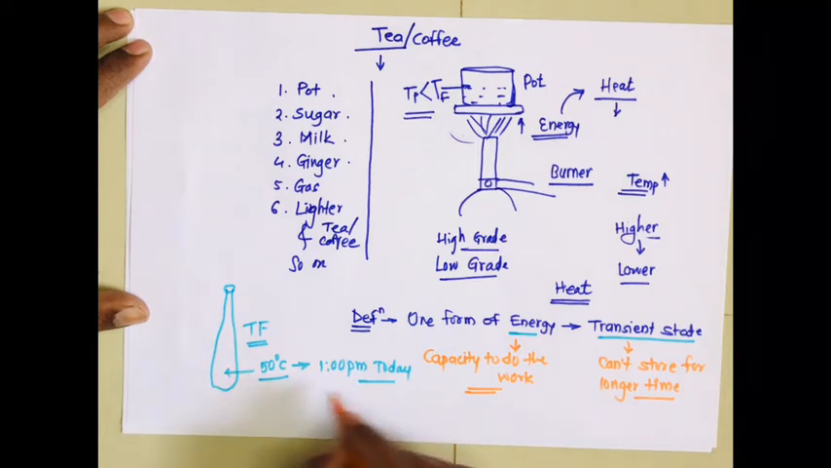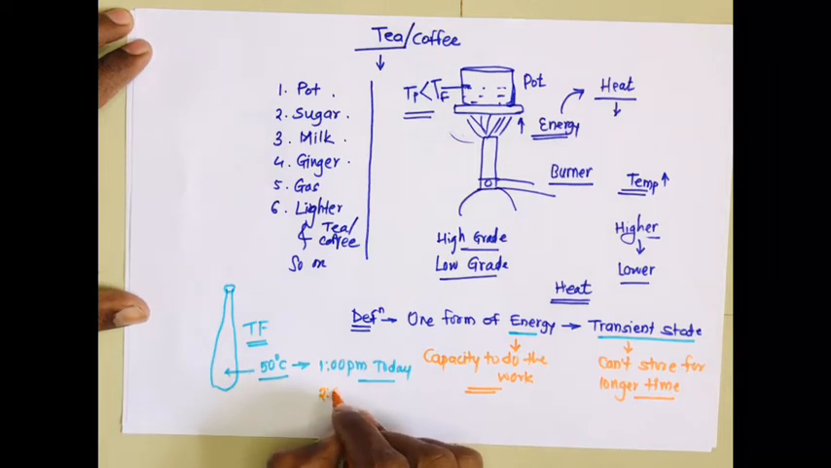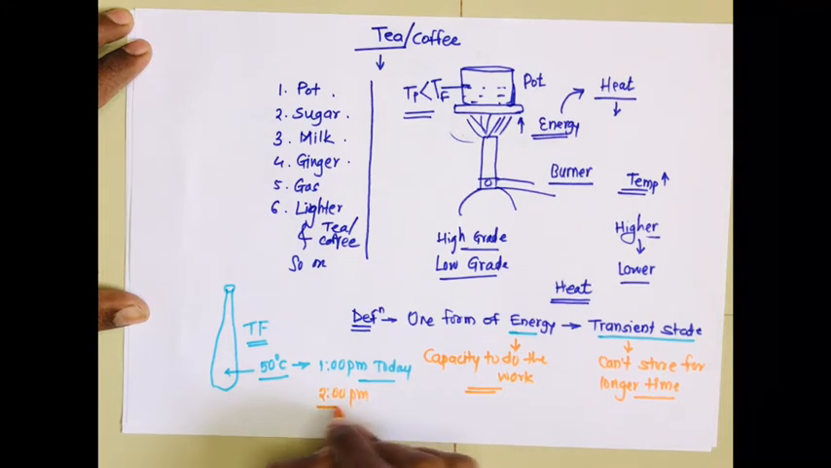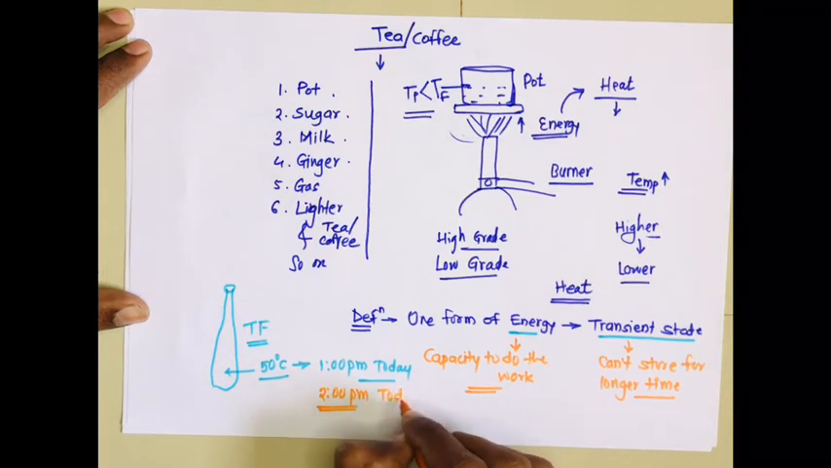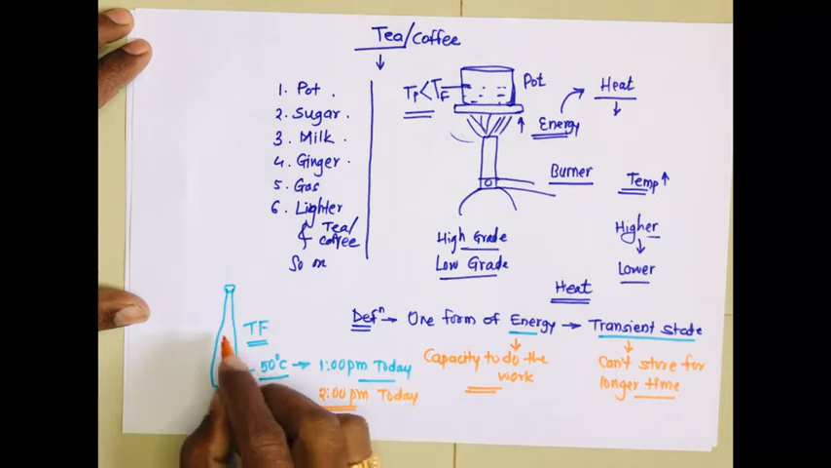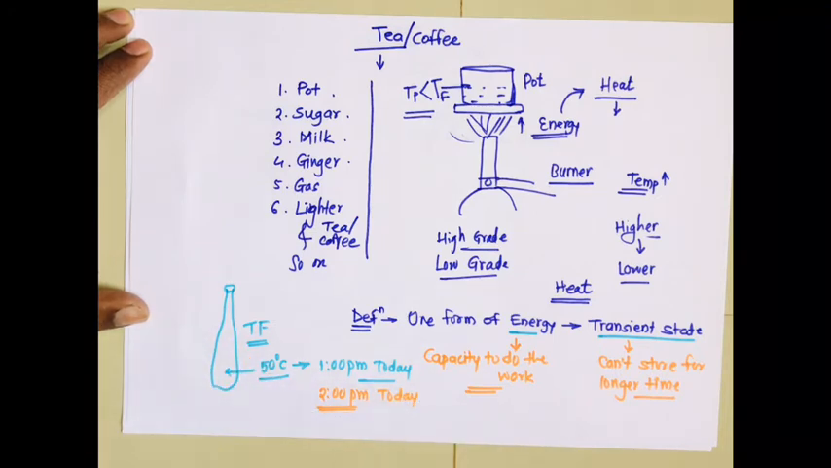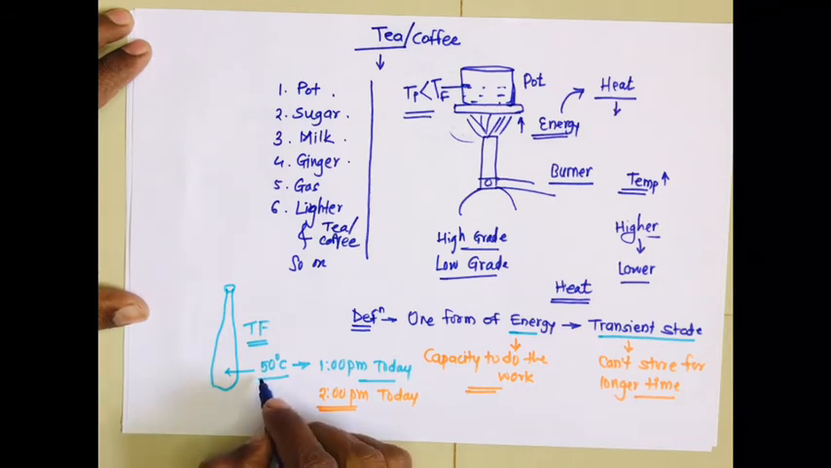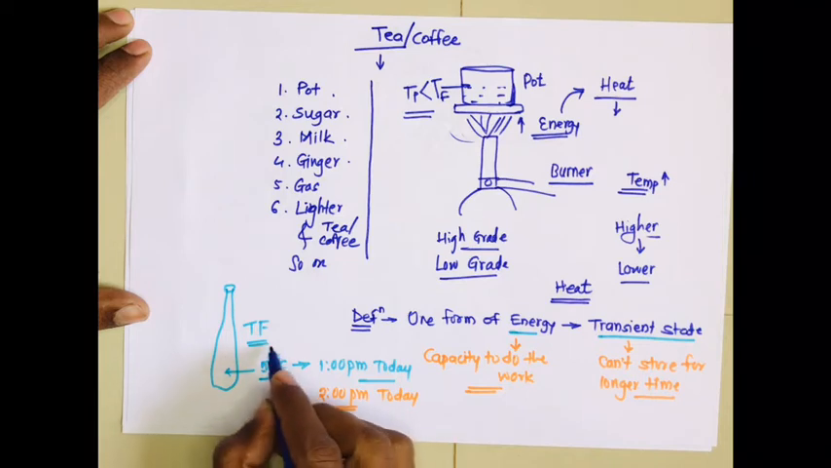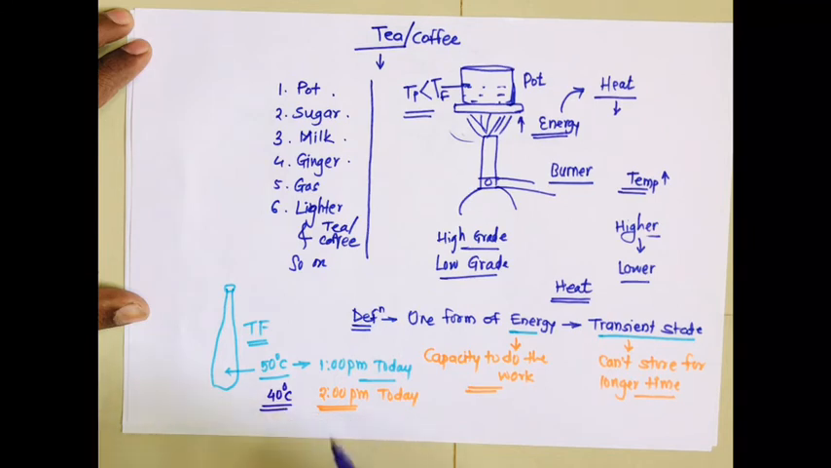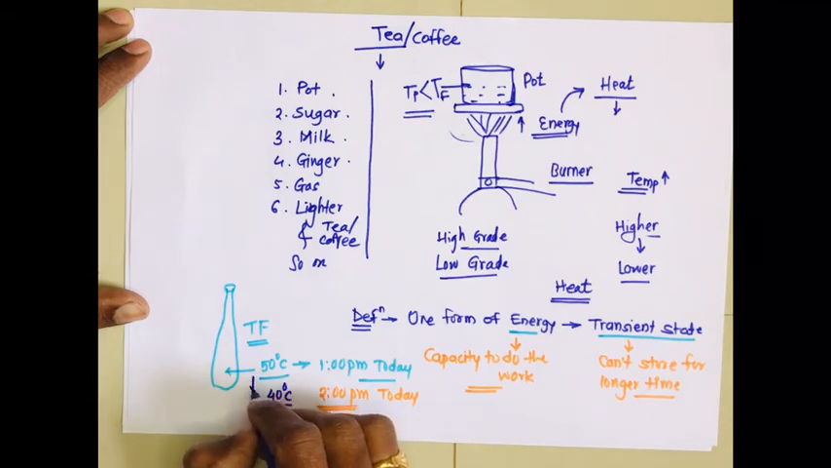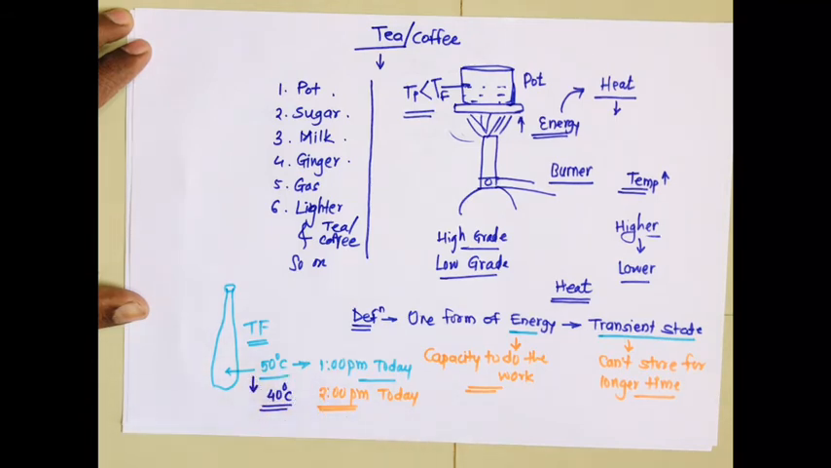Now let us say that today only, at 2 p.m., we are going to measure the temperature of this tea or coffee which we have kept inside this thermos flask. What do you feel? Whether that temperature will be 50 degrees Celsius only? No, its temperature will be lower. Might be possibly 40 degrees Celsius. It is not an exact value, but let us say its temperature is 40 degrees Celsius. Here we can see that there is a fall in temperature by 10 degrees Celsius.